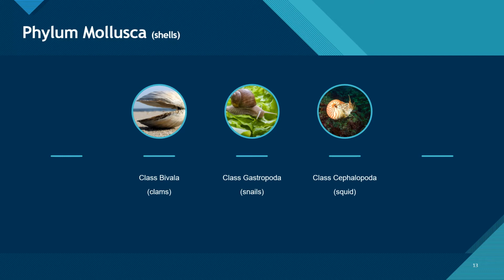The next one is Phylum Mollusca, or animals with shells. So if you think of things like snails, slugs, clams, squids, things like that. And it breaks down into 3 more classes. So class Bivalva, class Gastropoda, and class Cephalopoda. So those are just some examples below them.